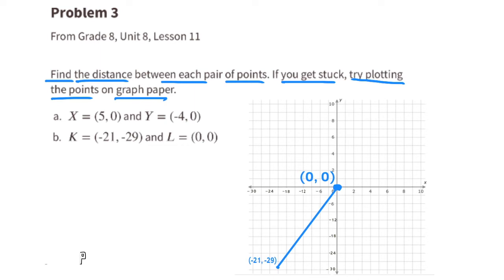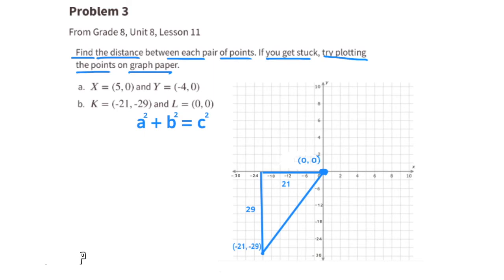To find the difference between these 2 points, we can make this line a hypotenuse of a right triangle. We can use the Pythagorean theorem to help us find the length between the 2 points. The legs of this right triangle are 29 and 21 units. So when we use a squared plus b squared equals c squared, we can substitute the 21 and the 29. So now the equation reads 21 squared plus 29 squared equals c squared.